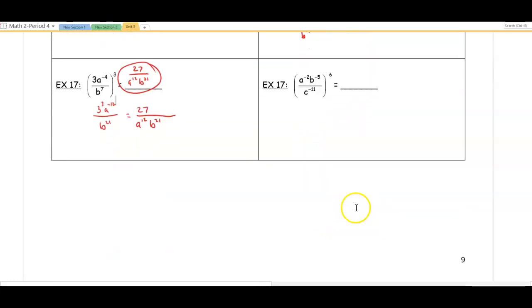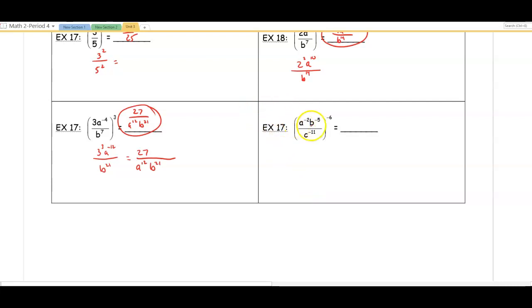Example 17. When I look here, everything's getting raised to the negative 6. When I raise powers to powers, I multiply. So A to the negative 2 times negative 6 is positive 12. B to the negative 5 to the negative 6 is B to the 30th. Then C to the 66th power. This cannot be simplified anymore.